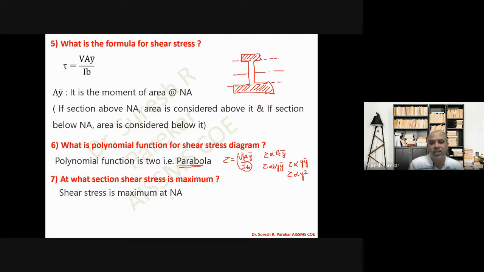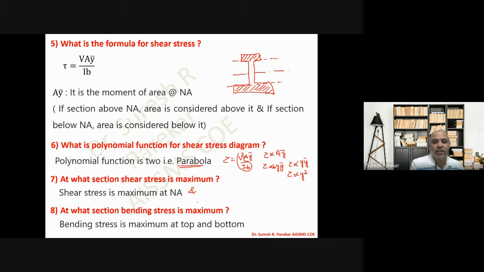At what section is shear stress maximum? Shear stress is maximum at the neutral axis, and bending stress is maximum at top and bottom. At what section is bending stress maximum? Bending stress is maximum at top and bottom. So shear stress is 0 at top and bottom.